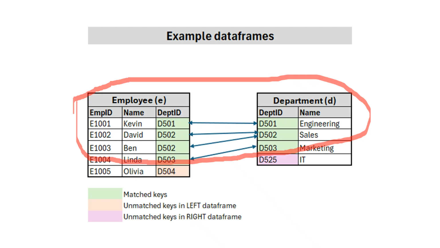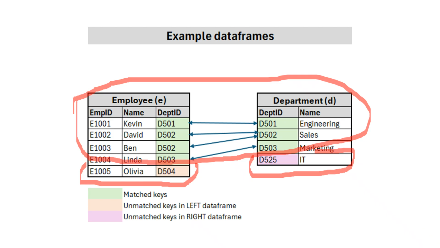Point 2, there is an unmatched row in the left data frame. It's highlighted in orange color. It's department ID 504. Couldn't find a match in the department data frame. Point 3, there is an unmatched row in the department data frame. It is highlighted in purple color. It's department ID 525. Couldn't find a match in the employee table. It would be nice if you could remember these 3 points. It can help understand the join types better.